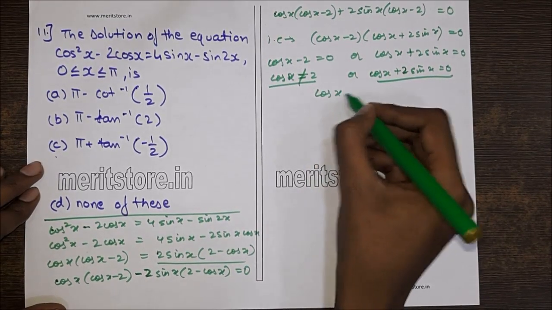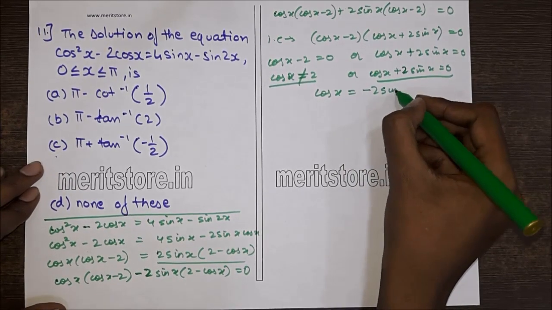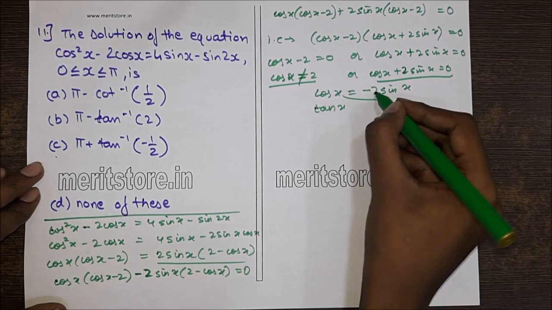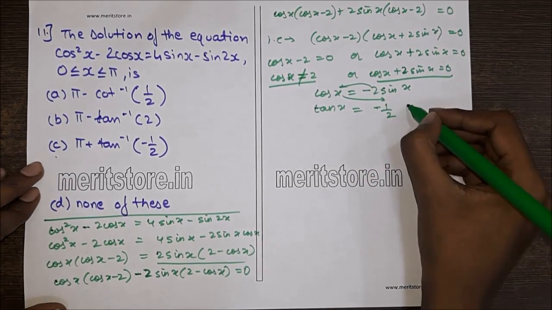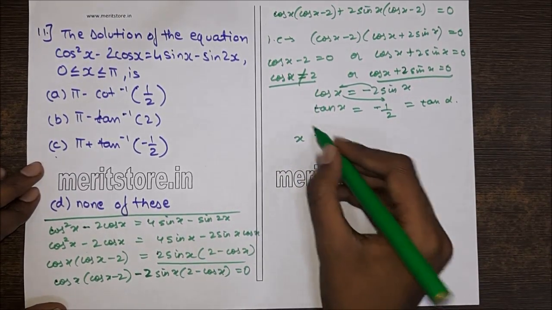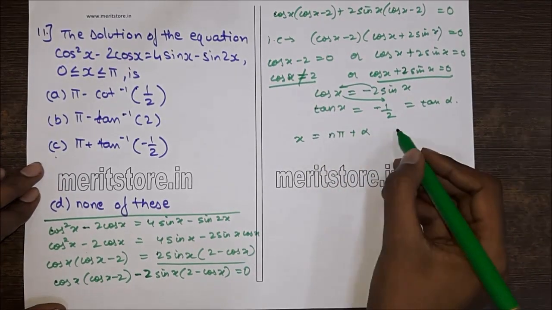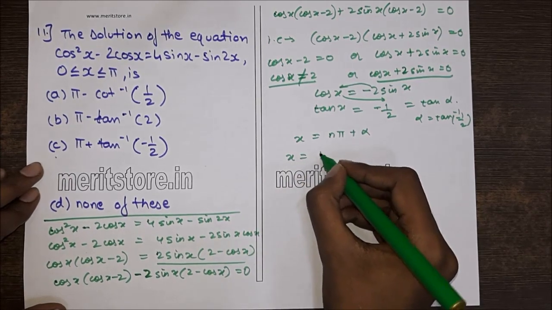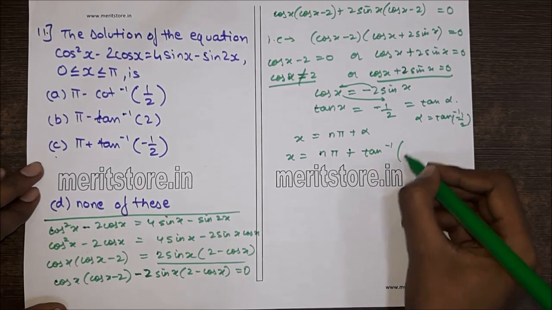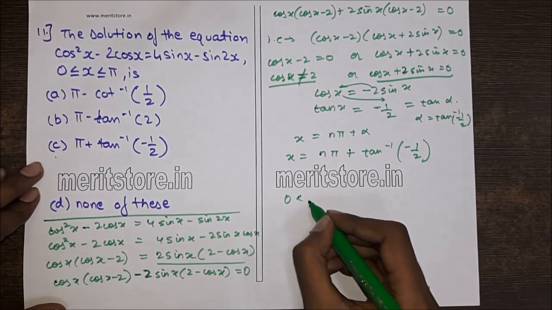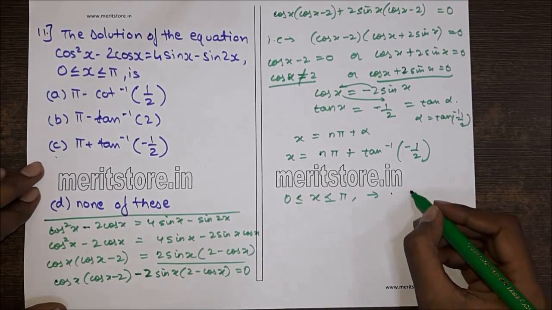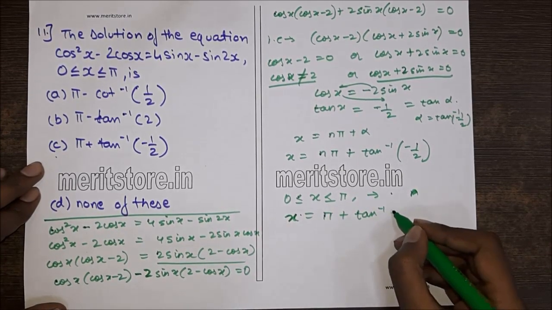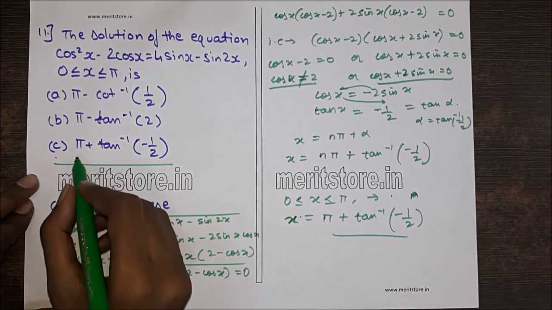So now we simplify this, we get cos x equals minus 2 sin x. That is, we shift this term to RHS and this to LHS, so tan x is equal to minus half. Let this be tan alpha. So the general value of x for tan alpha is given by n pi plus alpha. So alpha is tan inverse of minus half. So we have x is equal to n pi plus tan inverse of minus half. Now x lies between 0 and pi, so we can say x equals pi plus tan inverse of minus half, which is option C, pi plus tan inverse of minus half.